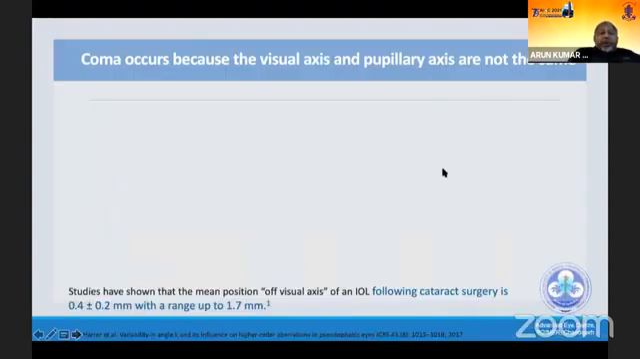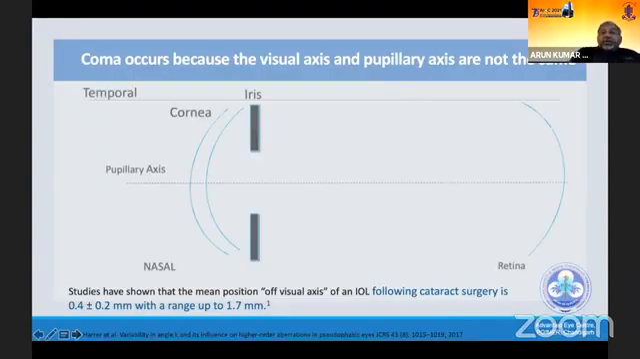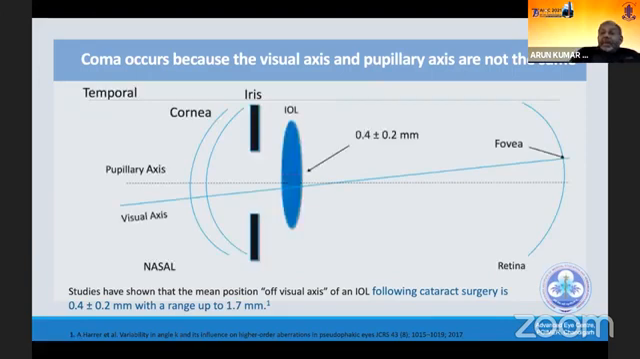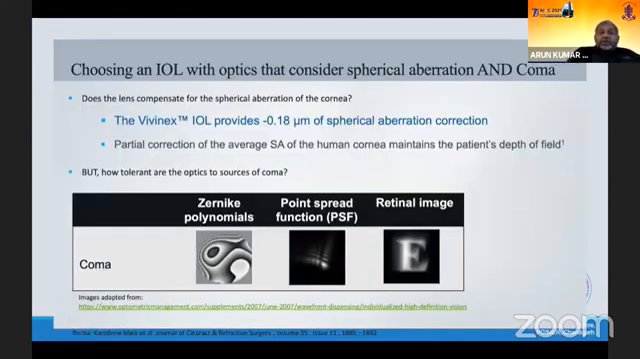So coma occurs because the visual axis and the pupillary axis are not in the same plane, because there is an angle between the two, so it induces a coma. And choosing an IOL with optics that considers spherical aberration and coma should be the optimal choice. And the Vivinex platform provides minus 0.18 micron of spherical aberration, and this partial correction of spherical aberration of the human cornea maintains the patient's depth of field.